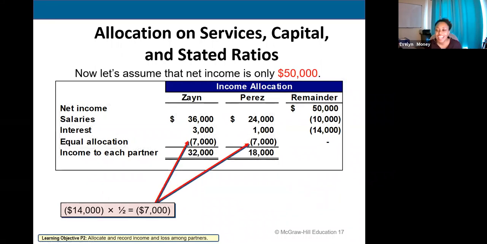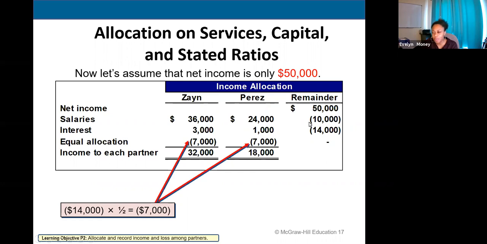Now, what if net income was only 50,000 instead of 70,000? Well, the first 2 steps would still look the same. We would still give Zane and Perez their salaries. But when we add those salaries together, that comes to 60,000. We subtract that from the net income that's there to allocate. And look at this, our remainder becomes negative.